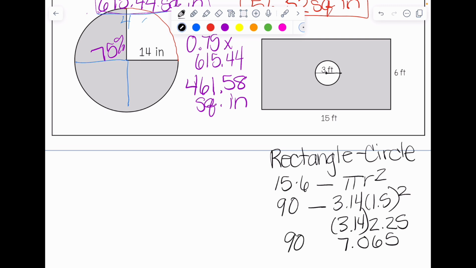And then now I'm going to subtract off the area of the circle from the rectangle. And so we'll get 82.935 square feet. If I was rounding that to the nearest hundredth, I could say 82.94 square feet.